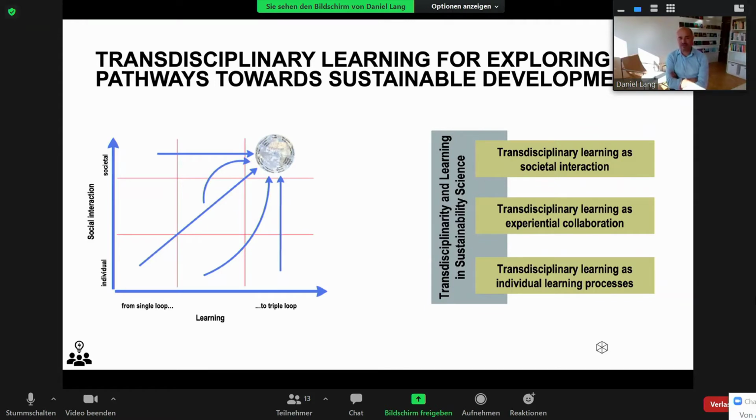That means we have now talked a lot about individual learning processes, embedded in concrete contexts. And I really like this notion of learning that happens in the real world, and for the real world. But it's also about transdisciplinary learning as an experiential collaboration in different organizations. How can we change organizations and institutions to contribute to these sustainability transformations? And finally, transdisciplinary learning as a societal interaction, where different societal actors learn together, work together and experiment together to foster and govern these transformation processes in a way that helps us come closer to sustainable development.